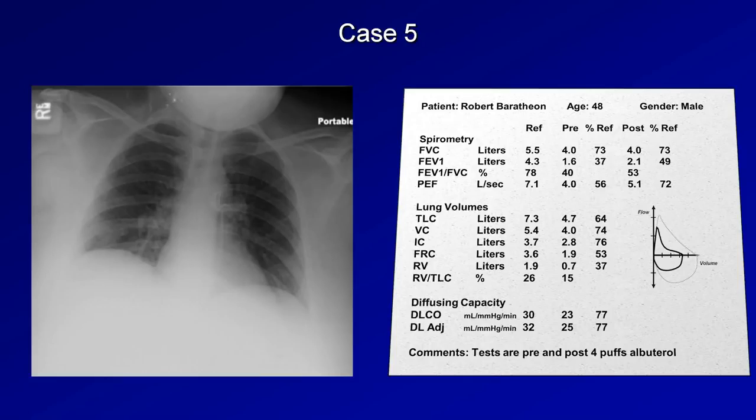So in summary, we have an obese smoker presenting with both obstruction and restriction with a low DLCO, but hypoxemia out of proportion to that, as well as signs of right heart failure on exam. This patient actually has a combination of findings that were seen in cases 1, 3, and 4.